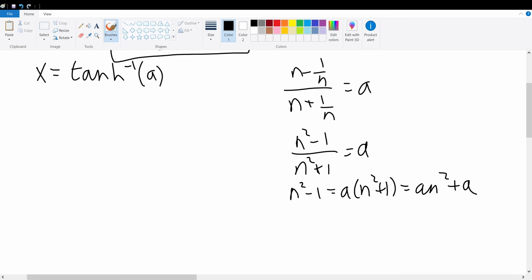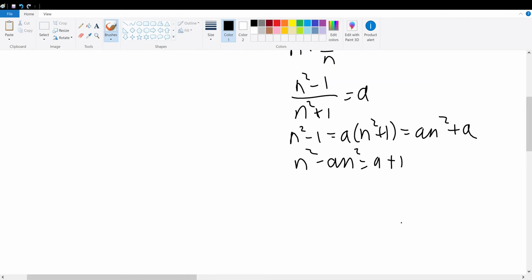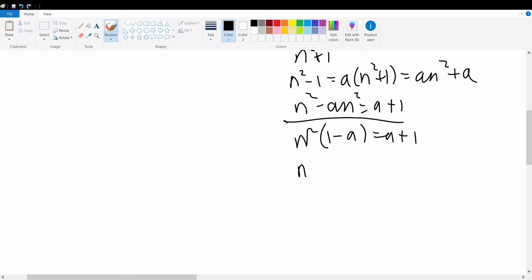We can move a n squared to the left-hand side and negative 1 to the right-hand side to get n squared minus a n squared is equal to a plus 1. We can factor out n squared from this equation to get n squared times (1 minus a) is equal to a plus 1. And we can find n squared by dividing 1 minus a on both sides to get (a plus 1) divided by (1 minus a) is equal to n squared, rewriting this to be (1 plus a) divided by (1 minus a) equal to n squared.